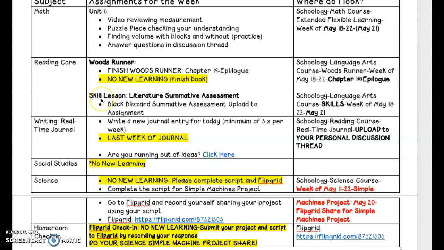This skill lesson, and this is another reason why there is no new learning for Woods Runner today, is your summative assessment, which is, boys and girls, like game day. So I'm suggesting that you take your time working through this assessment because it is a big deal. In the folder, you will also see a video explaining the directions, so if you have any confusion, you can watch that video, and it will talk you through the summative assessment.